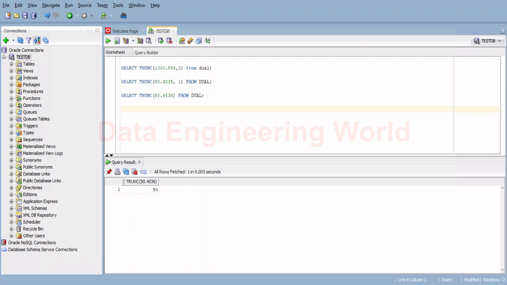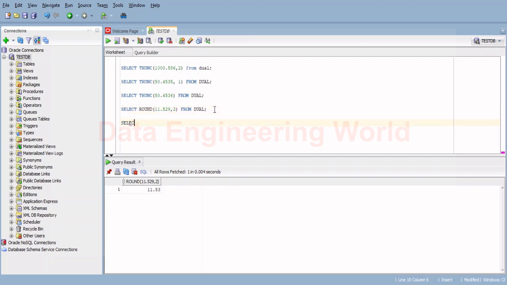Let's take one number and use both the functions round and trunc and see the differences. So let's use the number 11.529 and round it off to 2 decimal places. Let's see what output we are getting here. So this number 11.529 has been rounded off to 11.53.